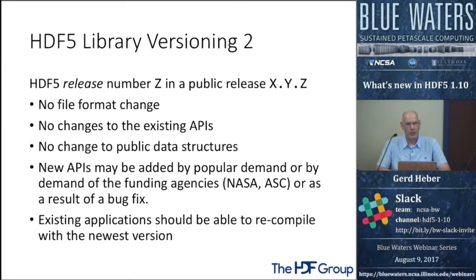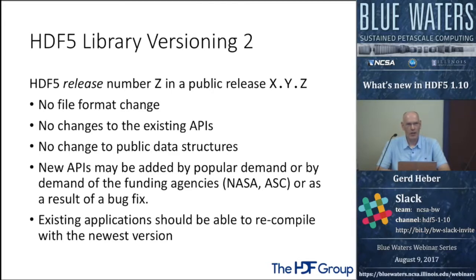Continuing on library versioning, the release number changes, the Z in that XYZ notation changes pretty frequently. We have at the moment about a 6-month public release cycle, so every 6 months for both 1.8 and 1.10, the Z changes. So for example, in the 1.8 family of releases, the Z is at 19, and in the 1.10 family of releases, the Z stands at 1. So 1.10.1 is the current 1.10 release.